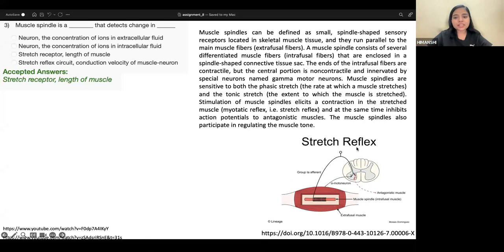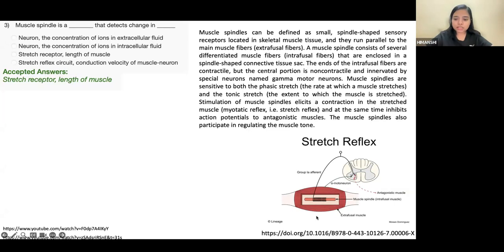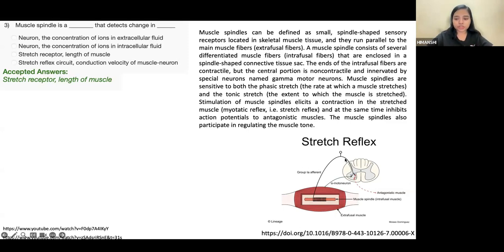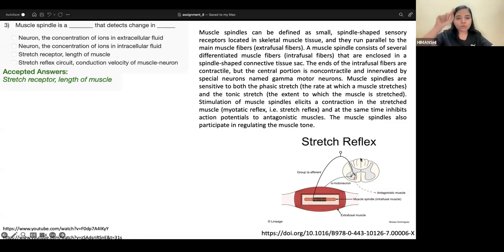So this is the basic flow of a stretch receptor, that the broader ones which are more in number, the larger ones, are the extrafusal ones. These are the intrafusal ones, which have alpha and gamma neurons. Because in the coming slides we have certain questions associated with it, I am not giving you much information here. And then you can clearly see how it flows in the stretch reflex, right?